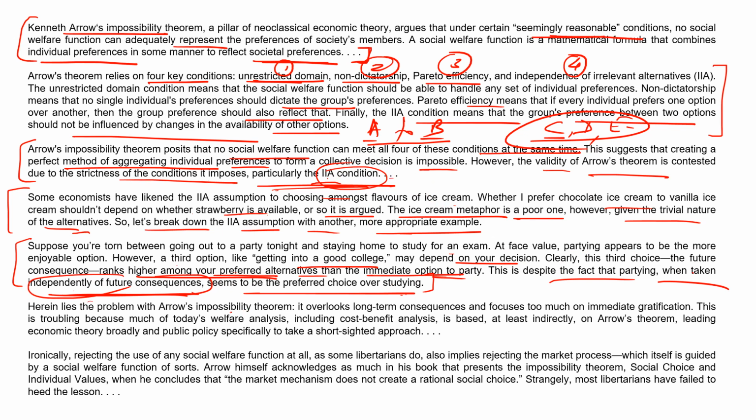Herein lies the problem with Arrow's impossibility theorem. It overlooks long-term consequences and focuses too much on immediate gratification. This is troubling because much of today's welfare analysis, including cost-benefit analysis, is based at least indirectly on Arrow's theorem, leading economic theory broadly and public policy specifically to take a short-sighted approach.